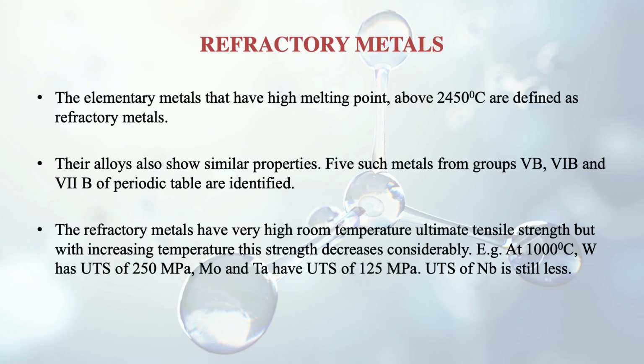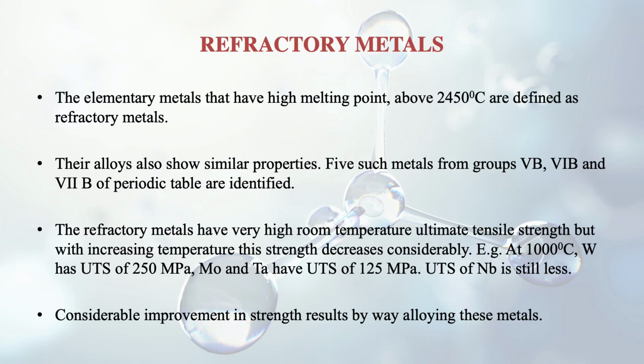The refractory metals have very high room temperature ultimate tensile strength. But with increasing temperature, this strength decreases considerably, and I am giving you certain examples here. At 1000 degrees centigrade, tungsten has a UTS of 250 megapascal, molybdenum and tantalum have a UTS of 125 megapascal, and the UTS of Nb is still less. So at 1000 degrees centigrade, all these refractory metals have lesser tensile strength. But there is considerable improvement in strength by alloying these metals.